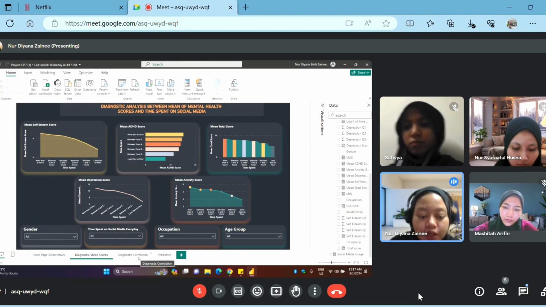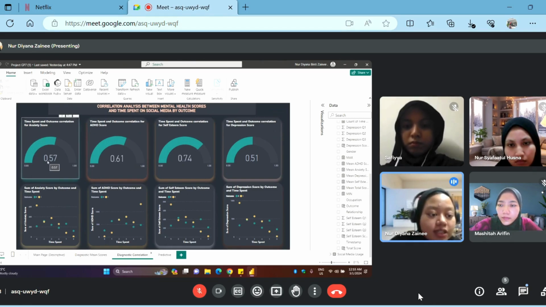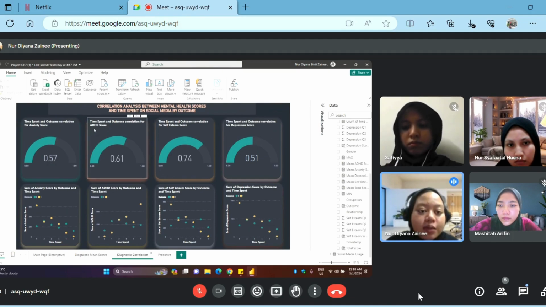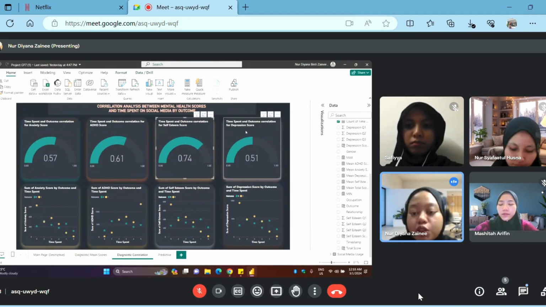Okay, I'm going to present the diagnostic correlation. In the diagnostic correlation, we have formed a positive relationship regression between the time spent and the anxiety scores: if the time spent increases, the anxiety score increases. The correlation is 0.57, which forms a positive relationship regression. Same goes for the ADHD score with the value of 0.61, the self-esteem score with the value of 0.74, and the depression score with the value of 0.51.